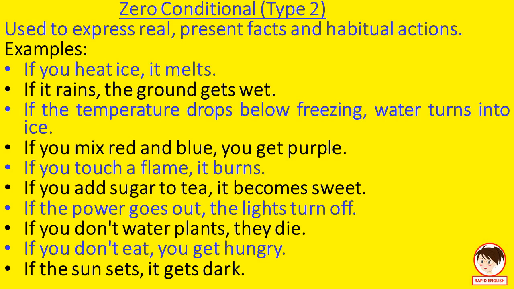Examples: if you heat ice, it melts. If it rains, the ground gets wet. If the temperature drops below freezing, water turns into ice. If you mix red and blue, you get purple.